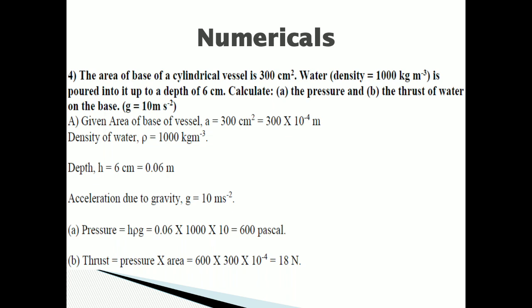Next one, thrust is pressure into area. Pressure is 600. Area is 300 into 10 raised to minus 4. After solving, you will see that the zeros will get cancelled, because over here 4 zeros are there and it is 10 raised to minus 4 as well. So it is ultimately 6 threes, that is 18 Newton.